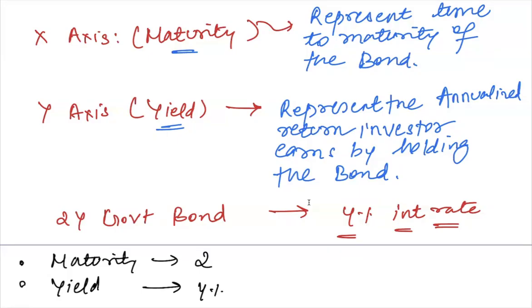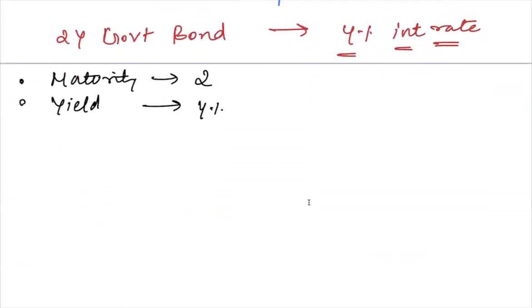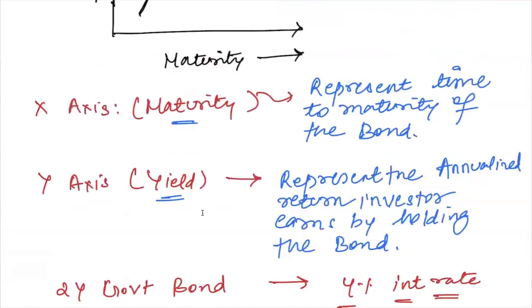And, okay, so a good question is coupon. Okay, look, let's not mix those concepts. A 2 year government bond with a 4% interest rate says that the maturity is 2 and the yield is 4%. And that's correct. Okay. So let me give you an example of how this curve is constructed.